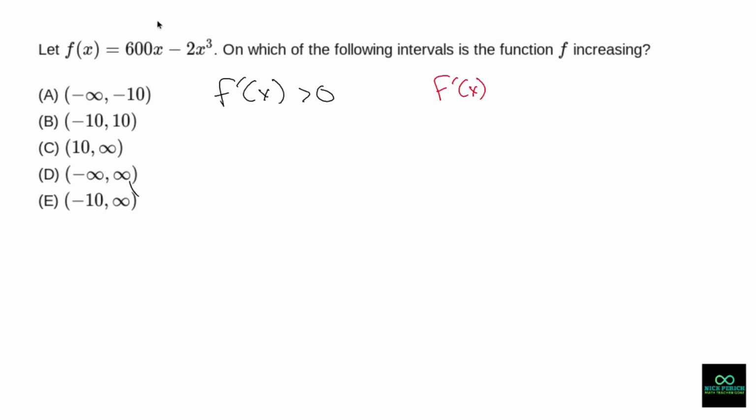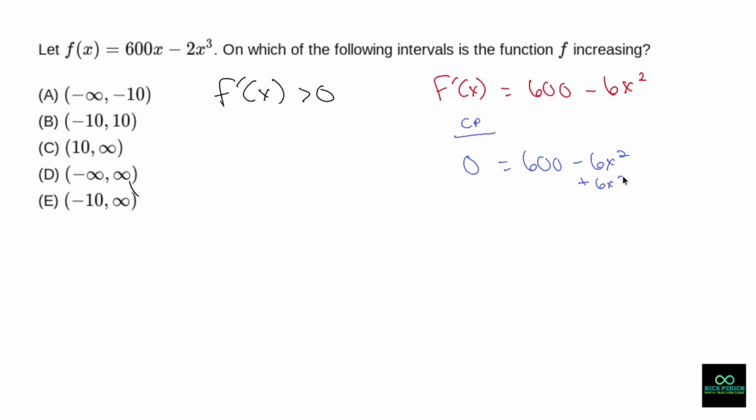F prime of x, power rule, power rule. The derivative of 600x is 600, easy peasy. Minus the derivative of 2x cubed, which is 6x squared. Now to find our critical points, we set this equal to 0. Critical points mean that we have a place where something changes from positive to negative, or increasing to decreasing, or vice versa, decreasing to increasing. So we care about this.